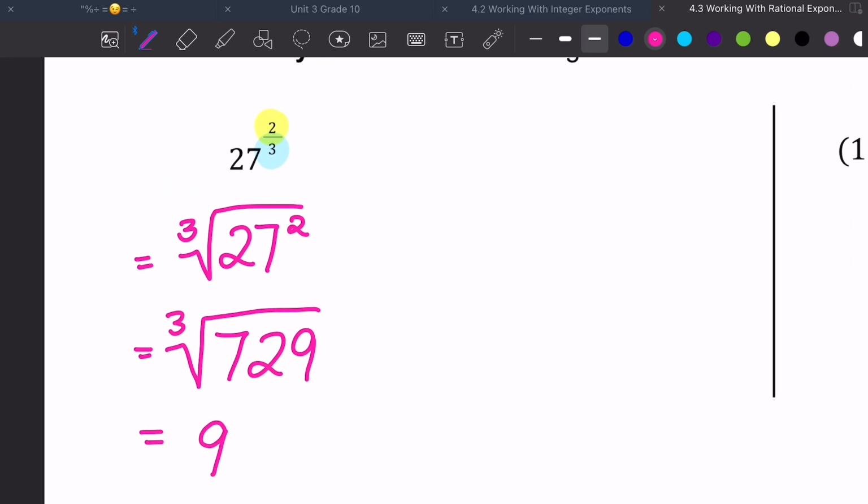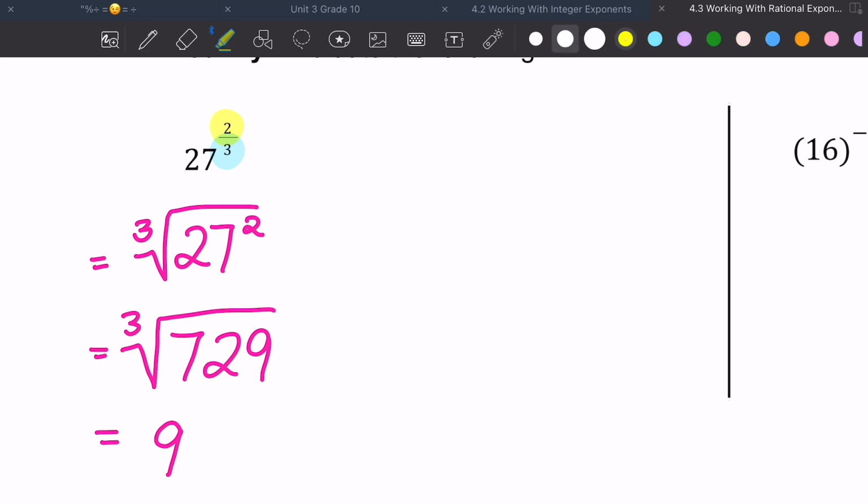So we have to go through all three of them? Can we do like the first one and the last one?